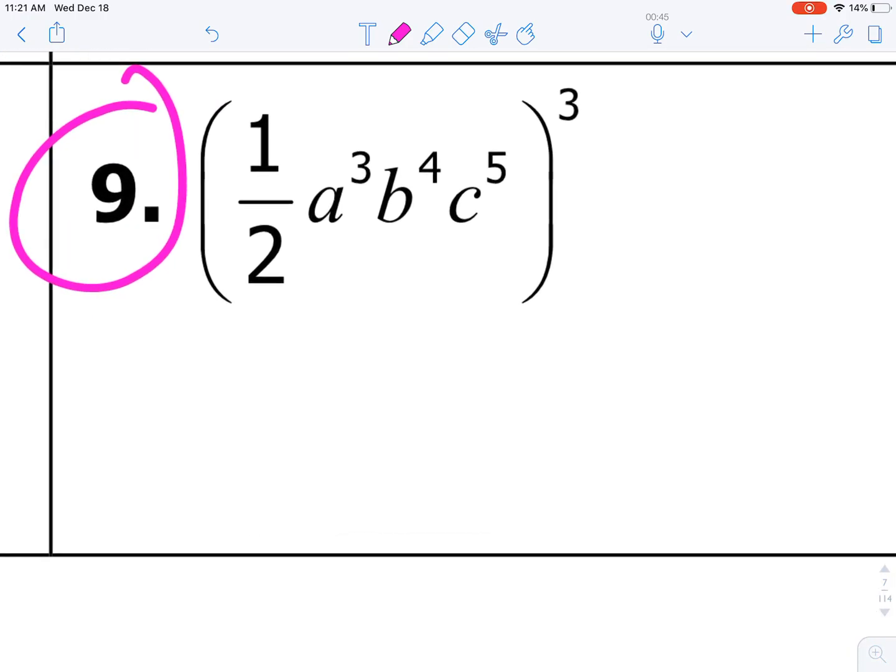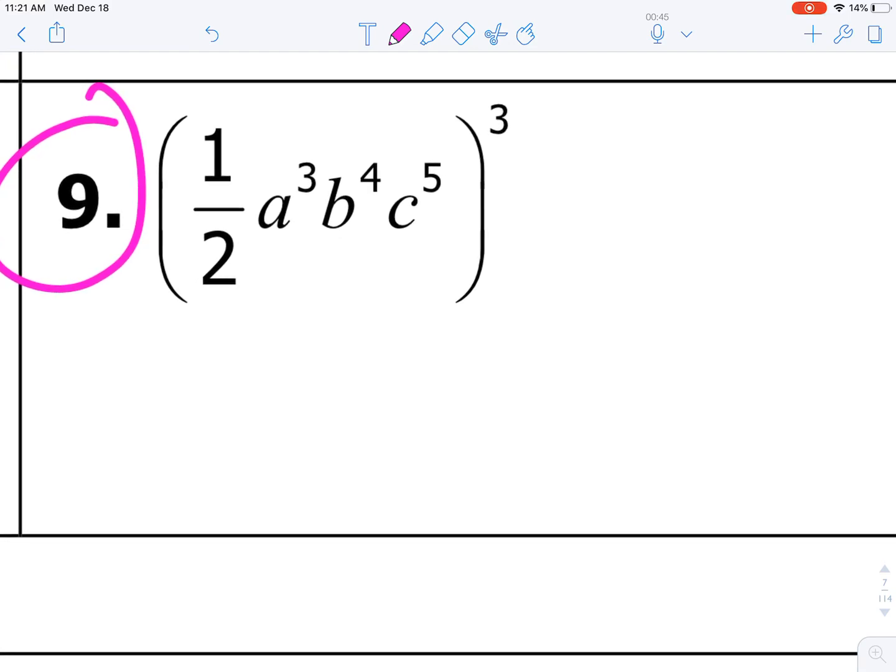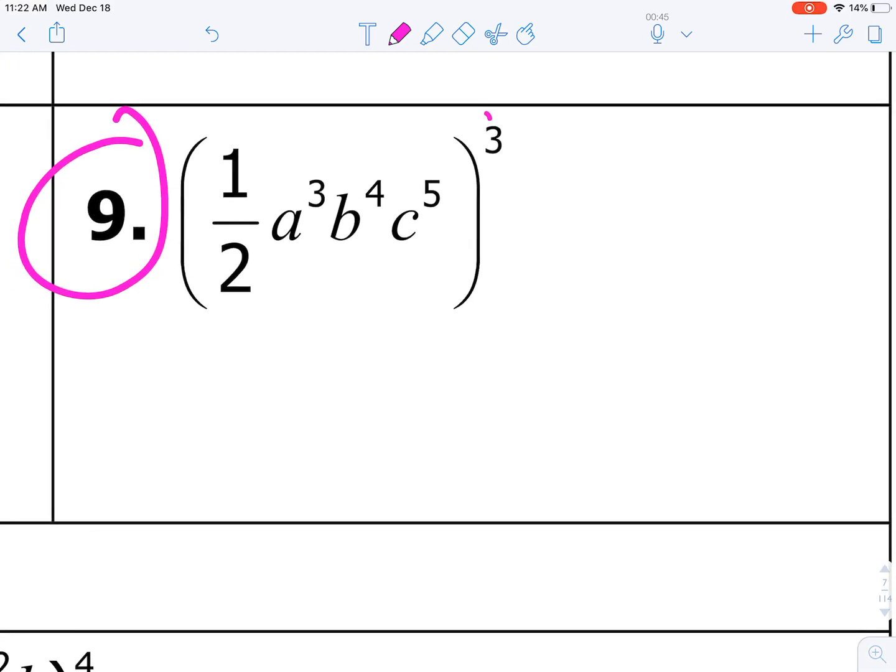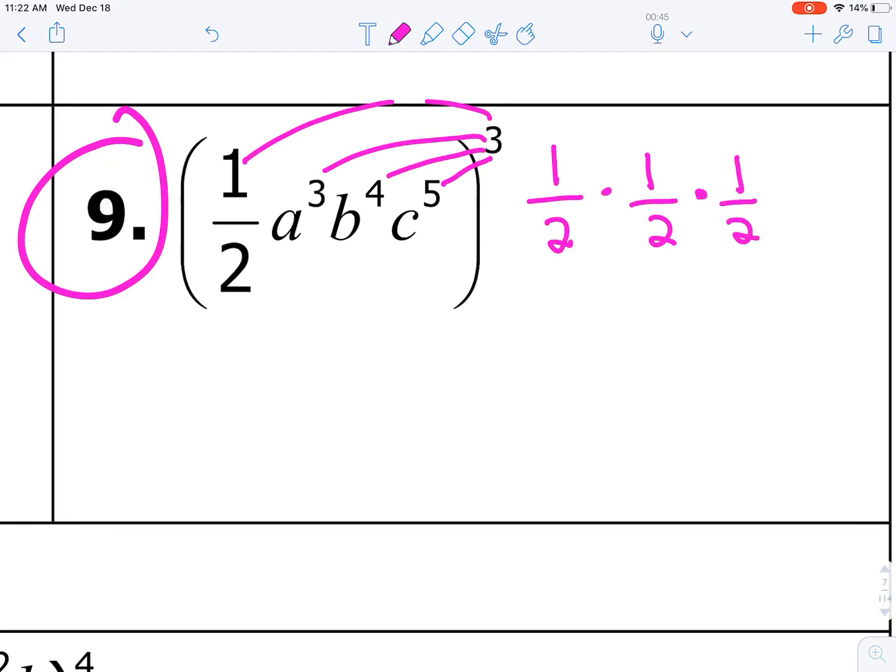Go to 9. Okay, this is a tougher one, probably level 3 or 4. So I need to take this to the third power, this to the third power, that to the third power, and all of them to the third power. The 1/2 is what throws people off, okay? It's not 1/6. Okay, 1/2 to the third power is 1/2 times 1/2 times 1/2. And 1 times 1 times 1 is 1, and 2 times 2 times 2 is 8. So it's 1/8, and then the rest is easy.